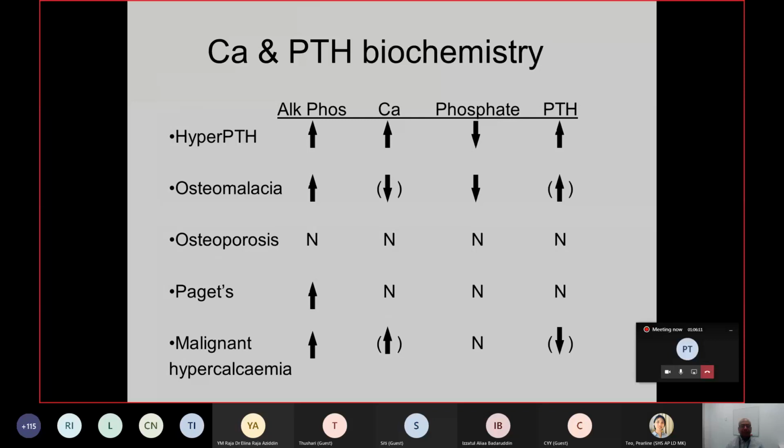So I'll just finish with this table just to show you the different biochemical patterns in different metabolic conditions. I won't dwell on it. I've already touched on all these. As you can see, in osteoporosis, most of the measurements are normal. You can differentiate hyperparathyroidism from malignant hypercalcemia by the PTH measurement, whereas in osteomalacia you get a low calcium as opposed to high calcium in hyperparathyroidism and malignant hypercalcemia.